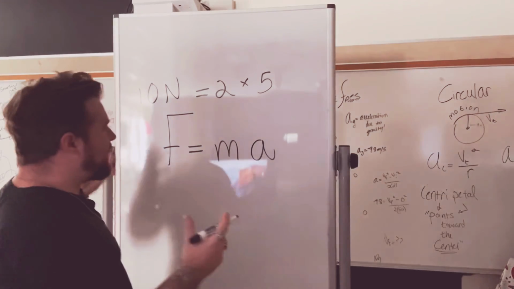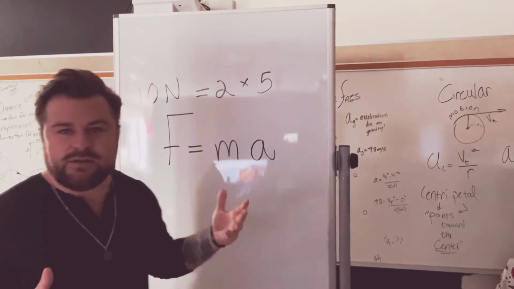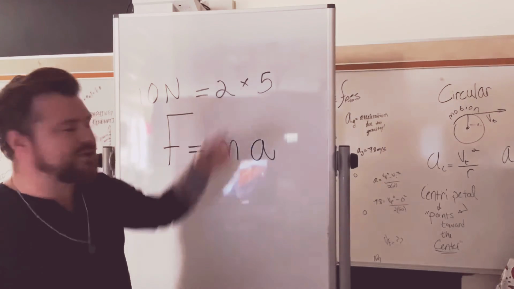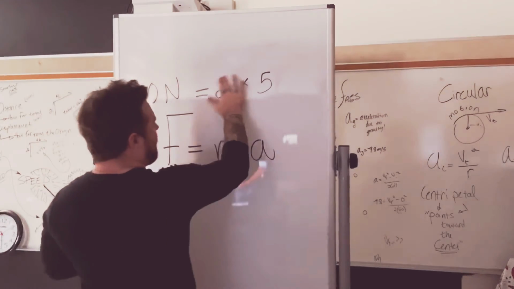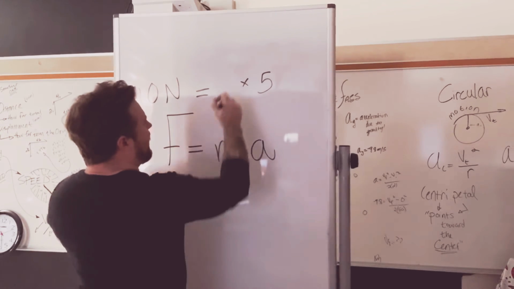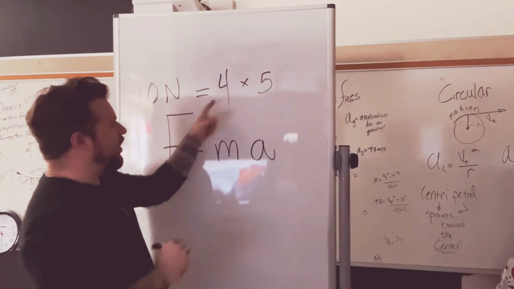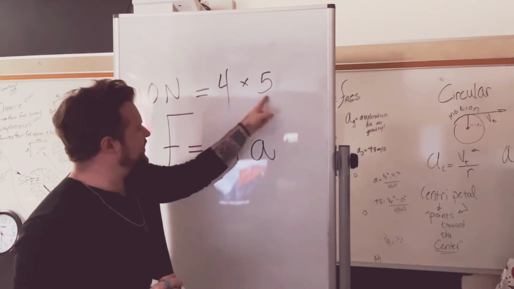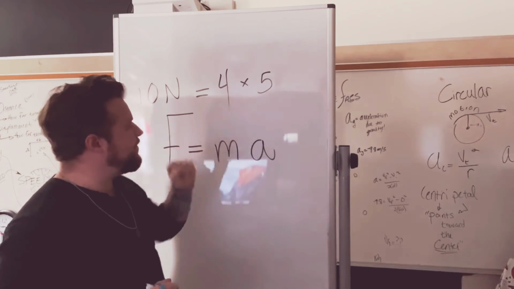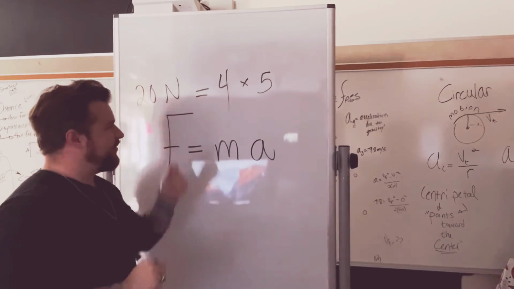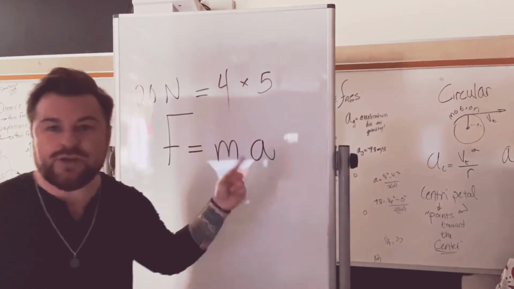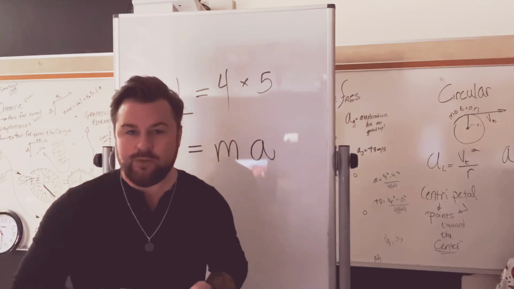So what if that object had more mass? Do you think the force would need to go up or down to move it at 5 meters per second squared? Of course it would have to go up. So let's talk about that. What if the object was more massive? 4 kilograms. What is 4 times 5? 4 kilograms times 5 meters per second squared is going to equal 20 newtons. I need to double the amount of force, right? If I double the mass, I need to use twice as much force, right?